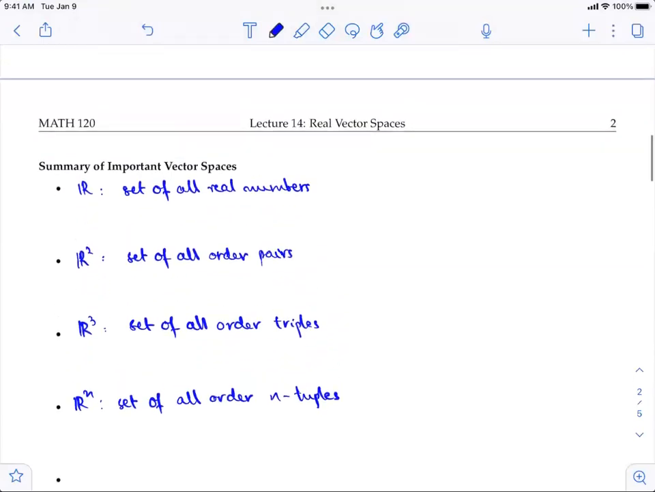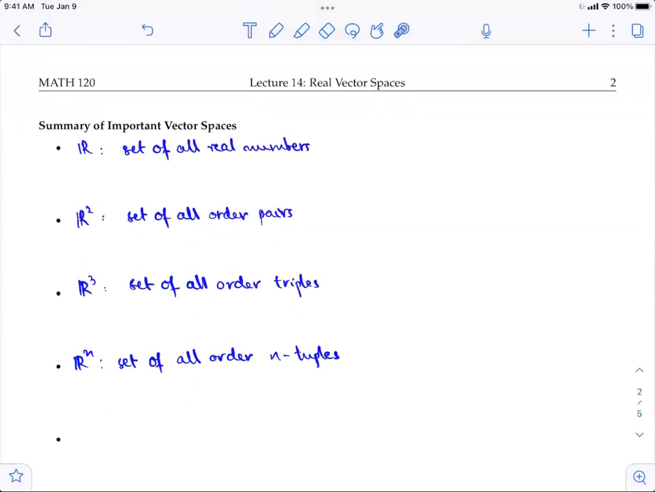Okay, so you have seen these four sets in the last lecture when we talked about one space, two space, three space, or n space. So we were working with two-dimensional vectors, three-dimensional vectors, or n-dimensional vectors. All of these sets are vector spaces. We're going to look into Rn a little bit later, to see why it is a vector space.